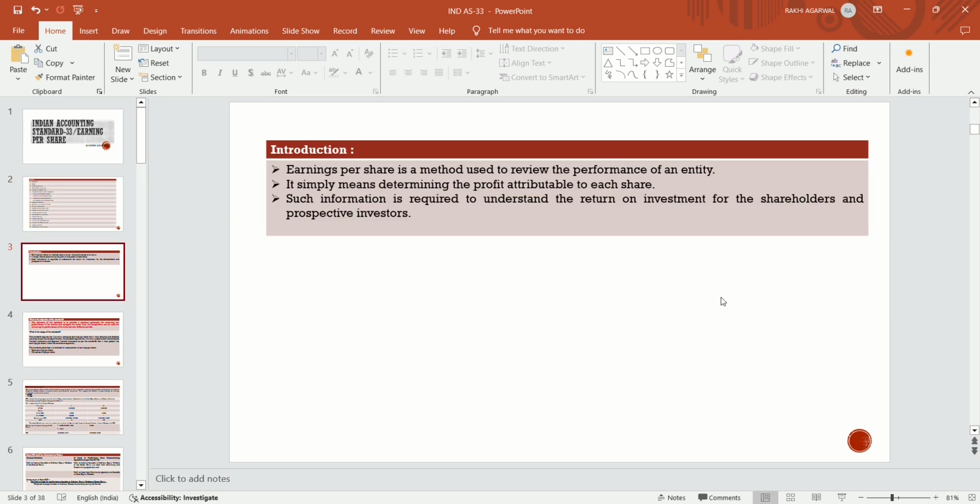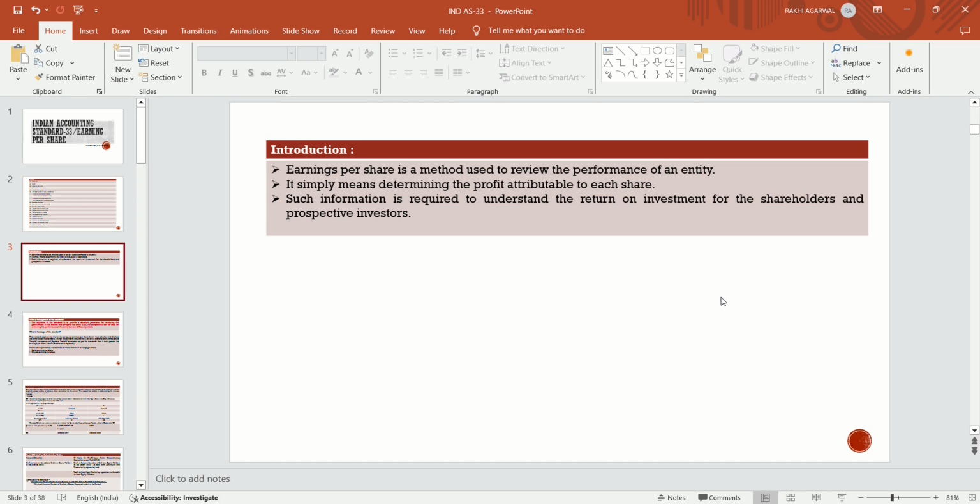Introduction of this standard. What is the importance of this standard? What does this standard say? Earning per share is the method used to review the performance of an entity. Why is EPS important to calculate? Because if you calculate the EPS, the entity gets to know its performance during the financial year, how it performed. The performance is generally reviewed by calculating the EPS of the entity.